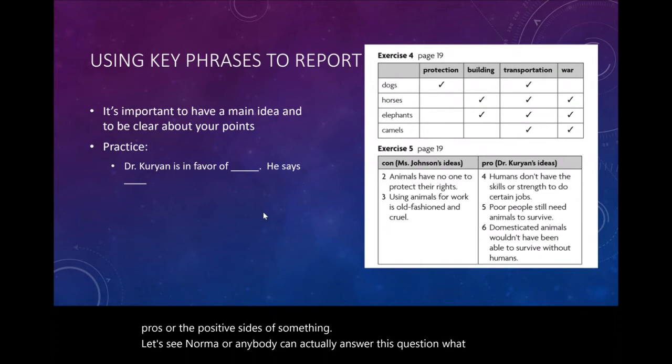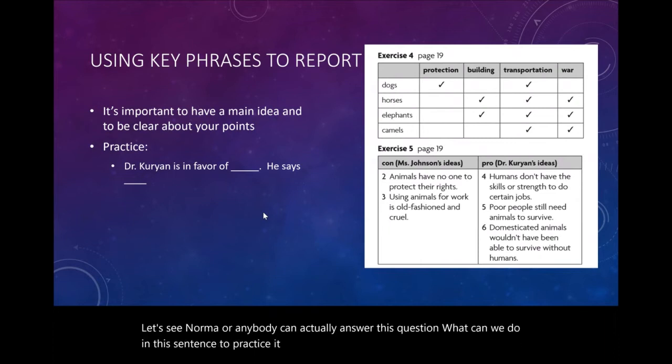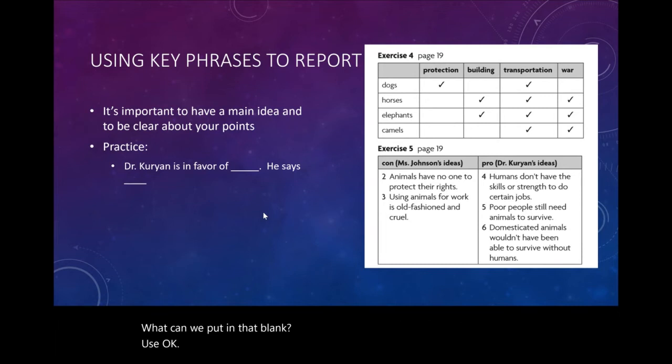So let's see, Norma or anybody can actually answer this question. What can we do in this sentence to practice? It says Dr. Kurian is in favor of blank. What can we put in that blank? Just use, or how do we finish that sentence? Use what? Use a car? No, using animals. Oh, there we go. Good job. Excellent.